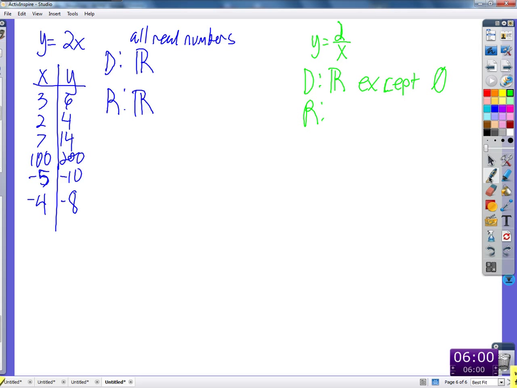2 divided by 2 is 1. That's the number you can think of. 2 divided by 1 over 3? Yep. 2 divided by 1 over 3. Remember that when we divide by a fraction, we multiply by the reciprocal. So that's 2 times 3 over 1. 2 times 3. That's 6.